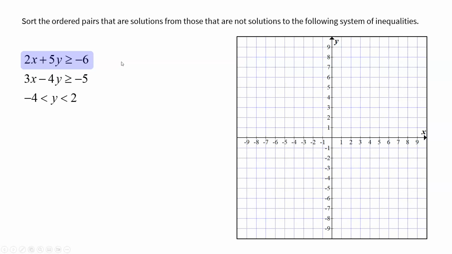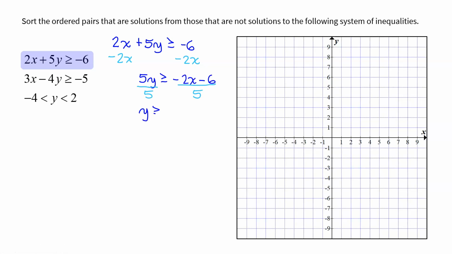So if you solve this for y to put it in slope-intercept form, by subtracting 2x from both sides, dividing both sides by 5, you get y is greater than or equal to negative 2/5 x minus 6/5. Now again, the minus 6/5 might be a little bit difficult to graph if you scale it like this. So you may want to choose another point. For instance, going back to the original, if you do 2 times negative 3, you'll get the negative 6. So negative 3, 0 is definitely going to be a point.